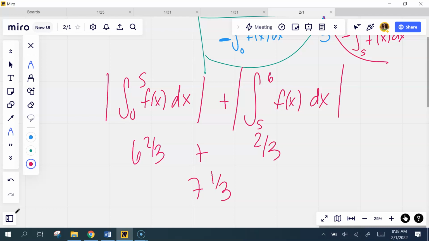Y'all good? I can't tell by the looks on y'all. Okay. Yes. If it ever uses the word area, that is always positive. If it says the area, we're talking positive. If it says just evaluate the integral, then we can be negative. Y'all okay?